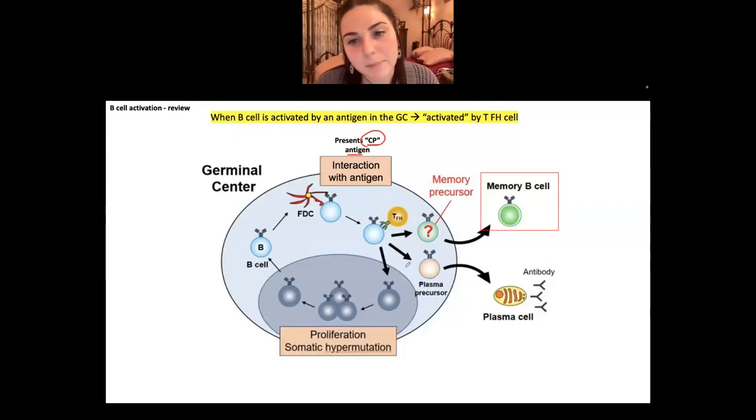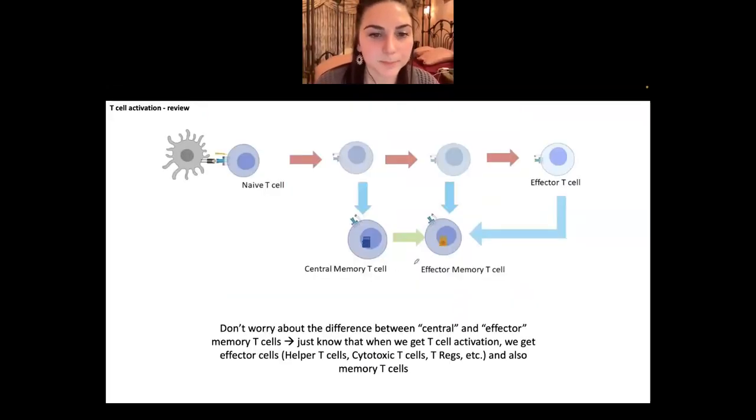Okay. So yeah, memory cell, plasma cell, and then it can kind of go back through the cycle again with somatic hypermutation. It's kind of like it goes back and samples the antigen again, and then it goes back to the follicular helper T cell. It's like, how's it fit now? Okay, let me go back. And that's somatic hypermutation.